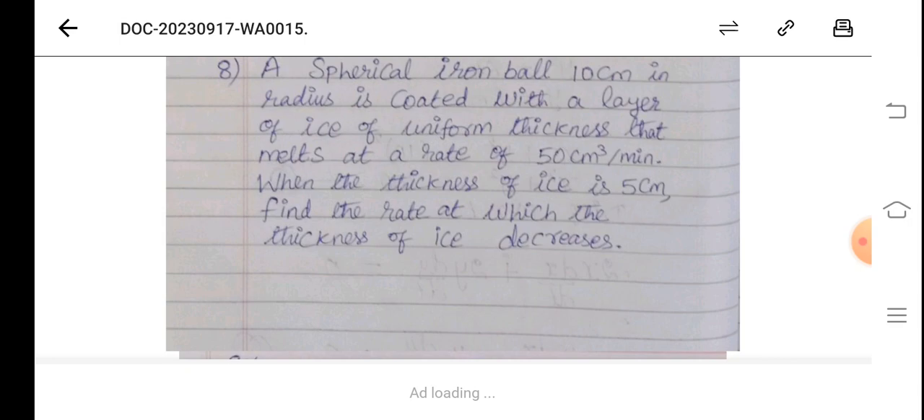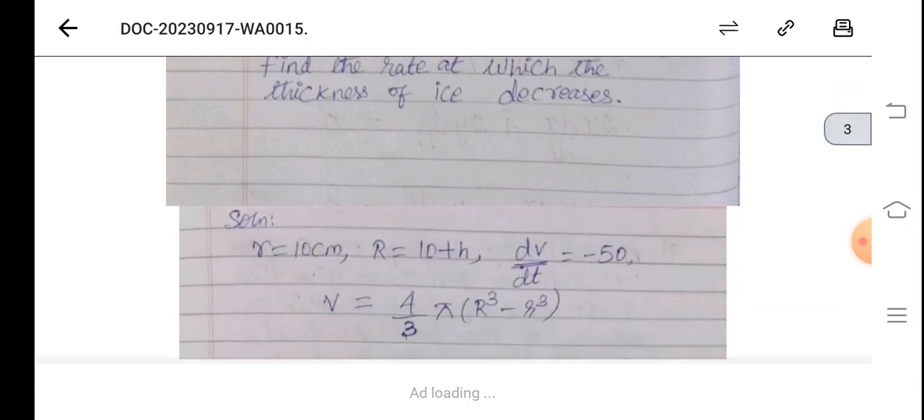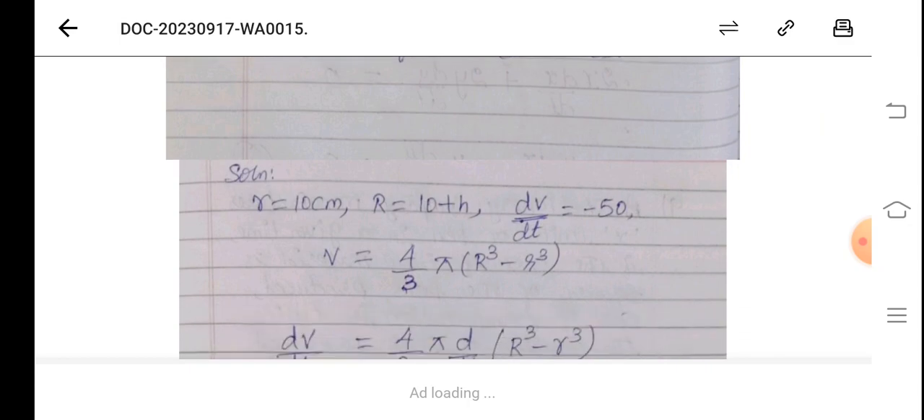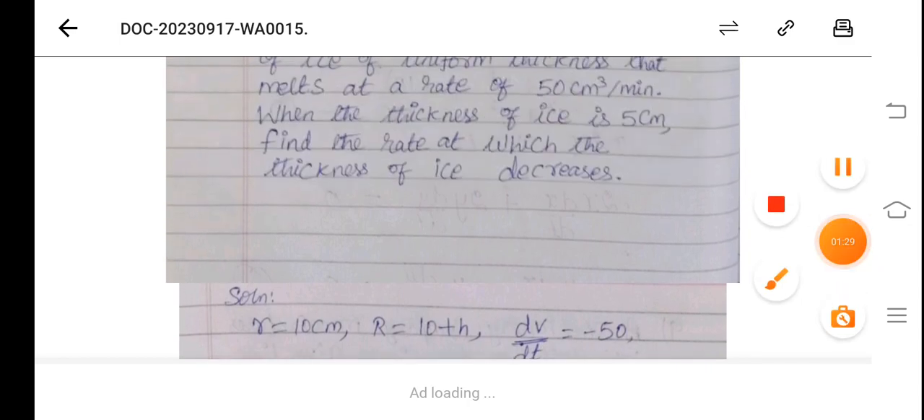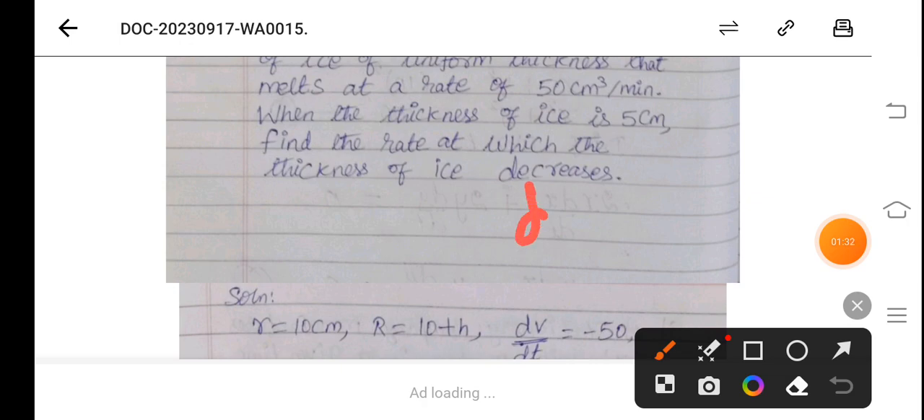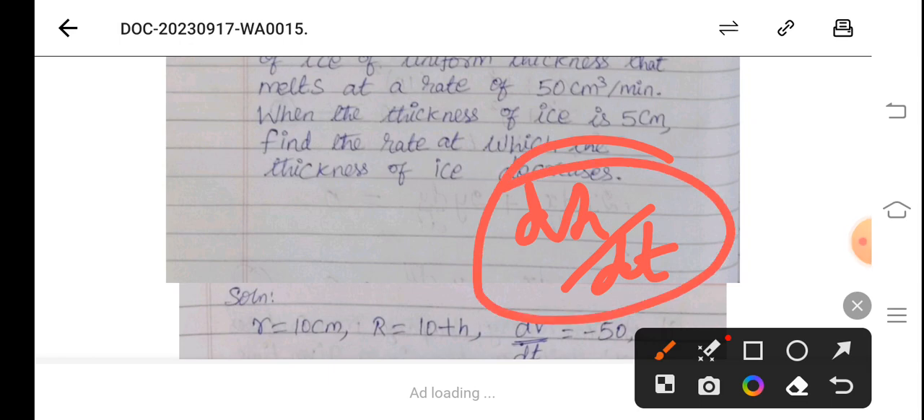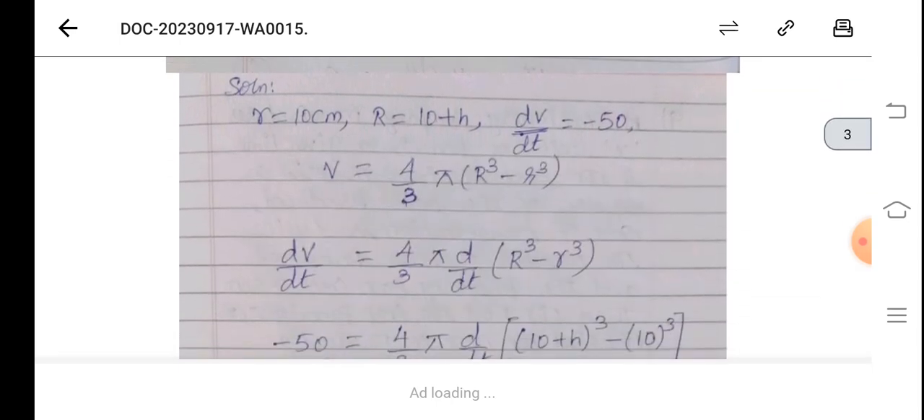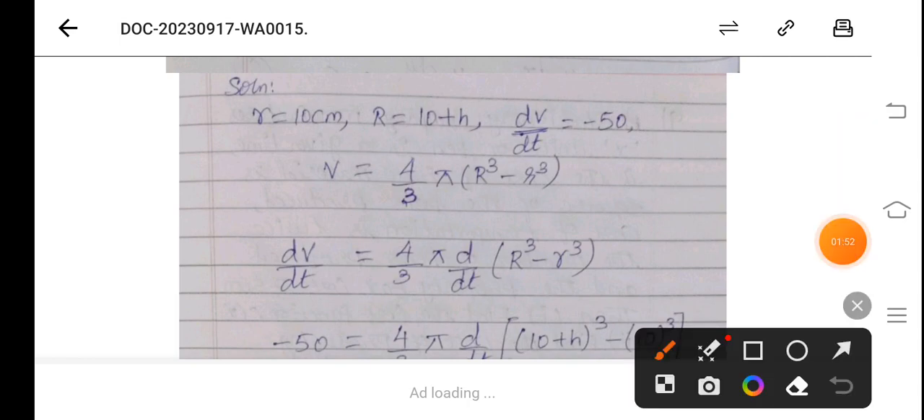The same concept in question number 7 also I think I have explained to you. The rate at which the thickness of ice decreases: the thickness of ice is normally h, and the rate at which it decreases is nothing but dh by dt. So that's what we wanted to find. If you apply the h value as 5 right now, then you won't get dh by dt. After completing this, when the thickness is 5, we find the rate. So the 5 is supposed to be substituted afterwards. For now, only the capital R we have considered as 10 plus h.